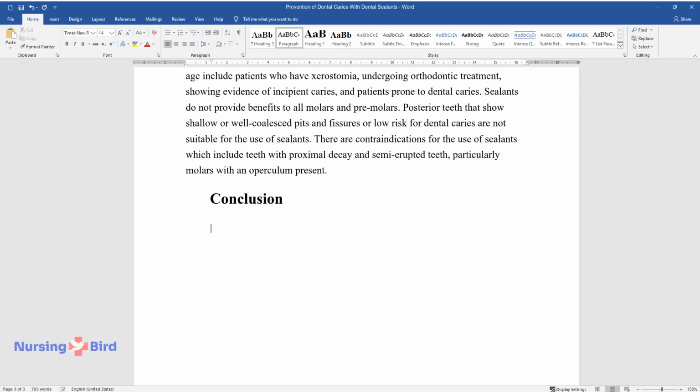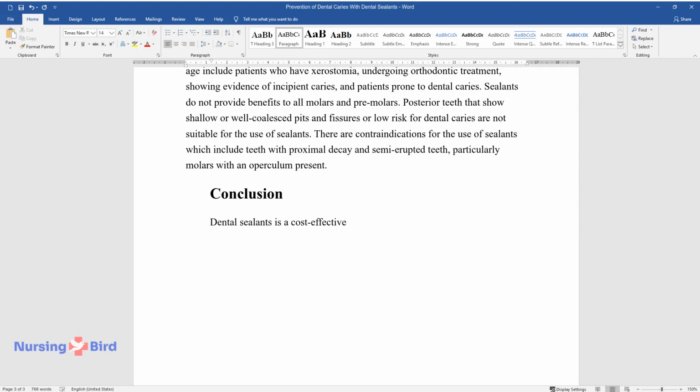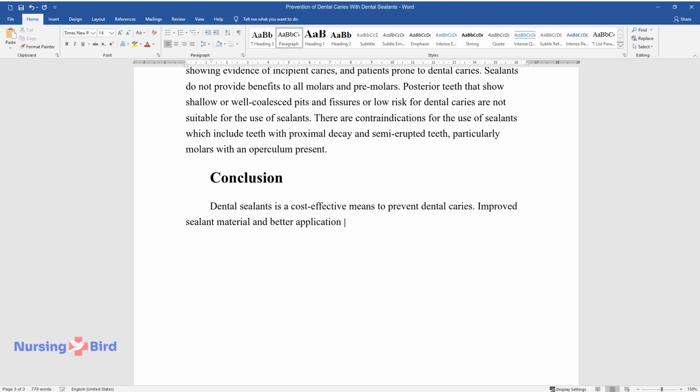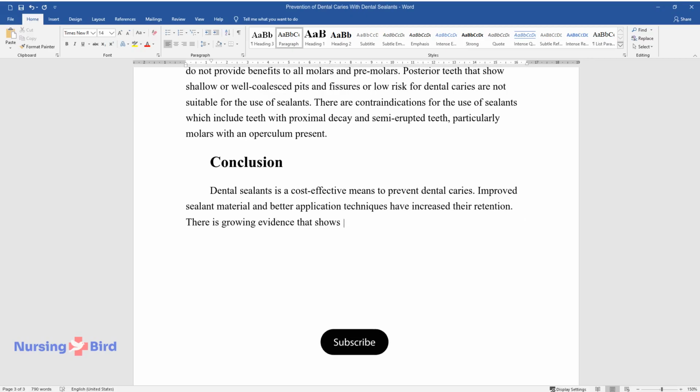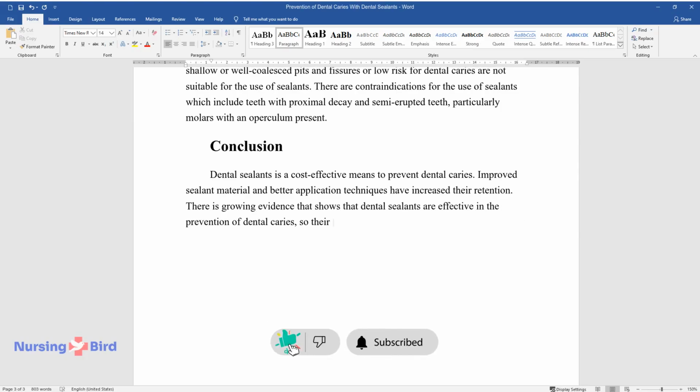Conclusion: dental sealants are a cost-effective means to prevent dental caries. Improved sealant material and better application techniques have increased their retention. There is growing evidence that shows that dental sealants are effective in the prevention of dental caries, so their increased use can reduce the incidence of dental caries.